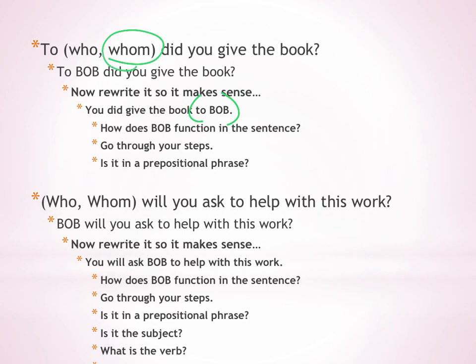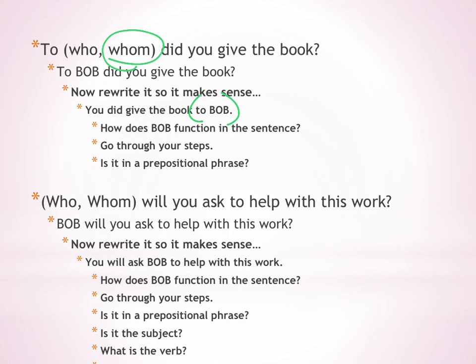Who or whom will you ask to help with this work? "Bob, will you ask to help with this work?" Once again, that does not make any sense. So if I rewrite it, you will ask Bob to help with this work. We need to ask how Bob functions in the sentence. Let's go through the steps.